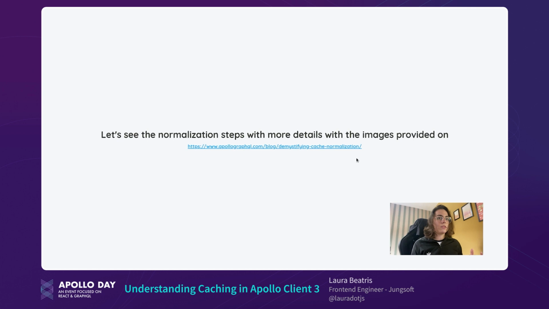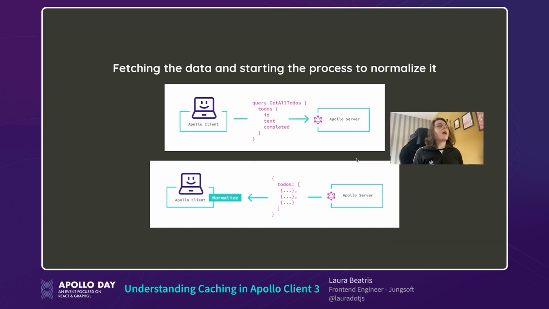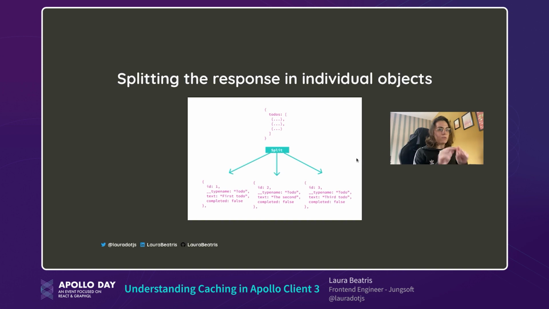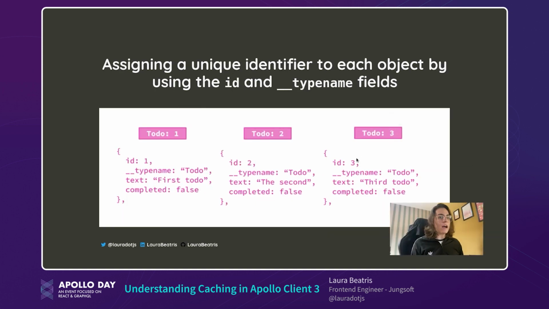But the first step is when we are executing the query, Apollo Client will execute the query and the Apollo Server will return the response data. The response data will start to be normalized by Apollo Client by splitting the response data into individual objects. By having these individual objects, we are able to assign unique identifiers to each one of them, because we don't want to have redundancy. We also want to reference these objects in order to merge the cache data, to update the cache data.